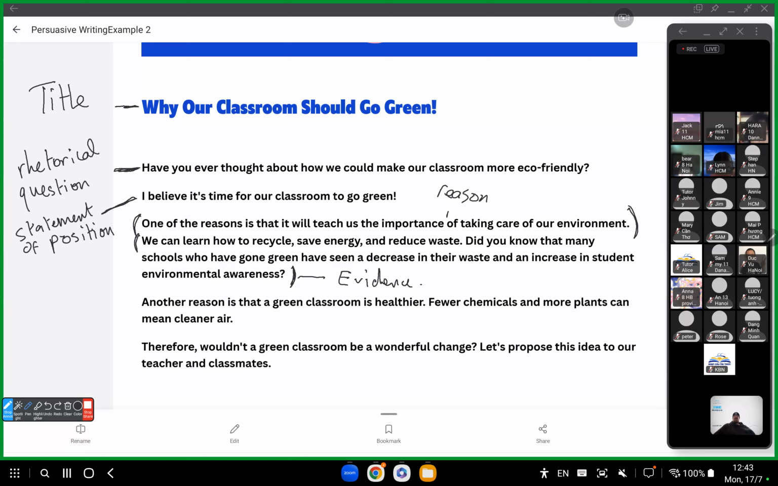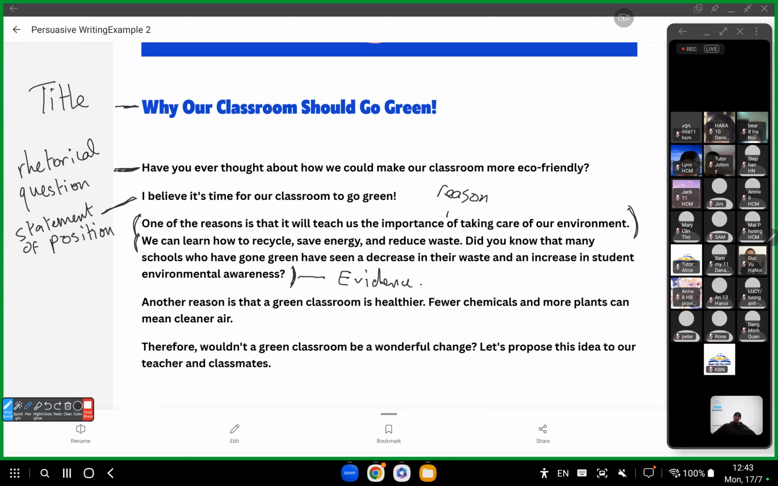That's evidence. So we're using some examples and some facts here. By listing off the skills that we can learn, so we can learn how to recycle, save energy, and reduce waste. So that's giving examples, which is a form of evidence. And then we go on to the second sentence. Did you know that many schools, that's a fact. So they're using examples and a fact as their evidence.